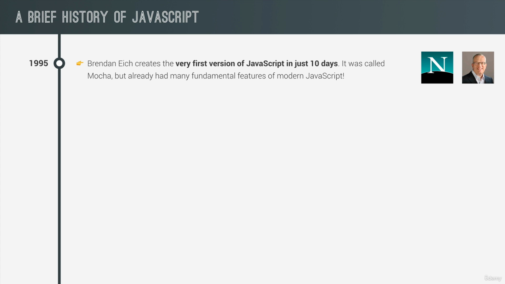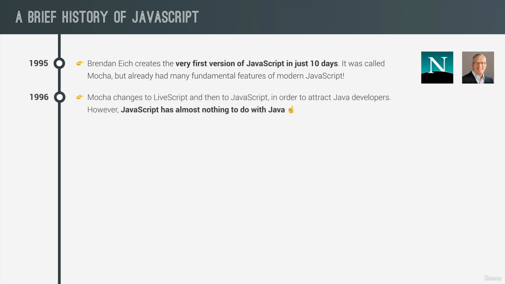Then in 1996, Mocha was renamed to LiveScript, which was then renamed again to JavaScript for one simple reason: to attract developers from the hottest language at the time, which was Java. So the Java in JavaScript was really just for marketing reasons, because the language itself has basically nothing to do with Java. Some beginners think that this is the case, but actually no. JavaScript and Java are two completely different languages.